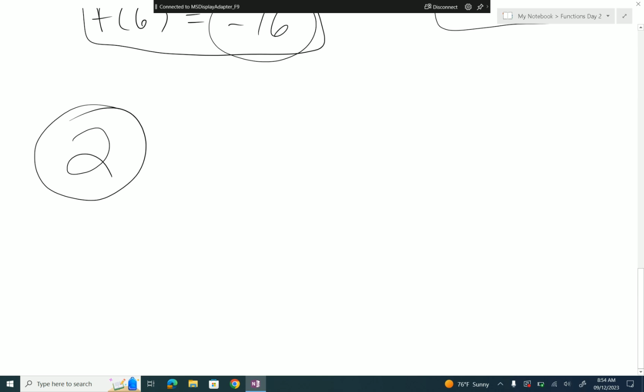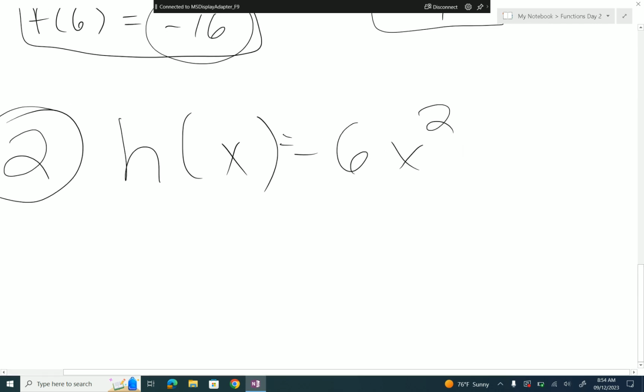So 2, we've got h of x. Is this still function notation, this h parentheses x? Yeah. What do we think? Yes. Yeah, so we've got a function of x. It's just called h this time instead of f. So h of x is equal to negative 6x squared plus 18x plus 36.